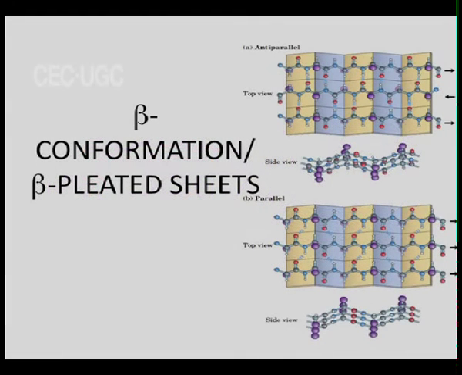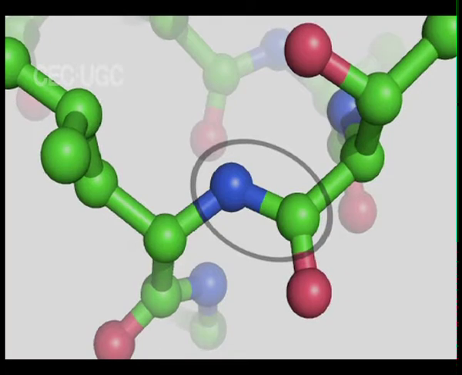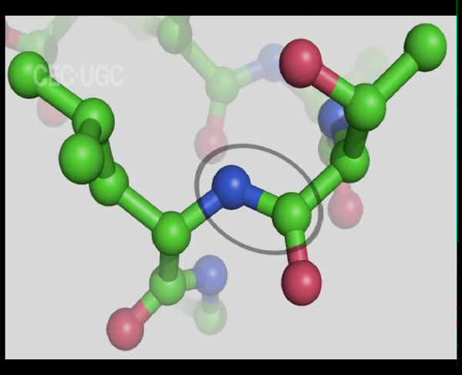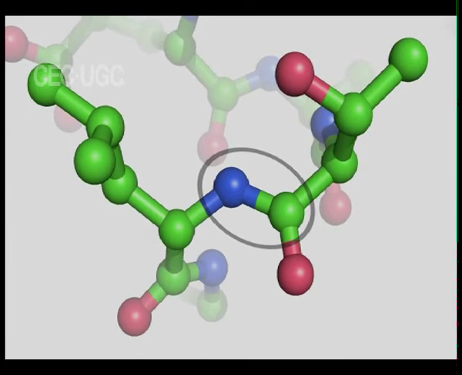This is an example of the beta conformation or the beta pleated sheet. They can be parallel or anti-parallel. Now, you have the peptide bonds. When I spoke about the primary structure, we have seen that amino acids are linked together like beads of a chain. Now, what holds these amino acids together? This is called the peptide bond. A peptide bond is the bond between two amino acids, which links them together in the chain of a polypeptide.